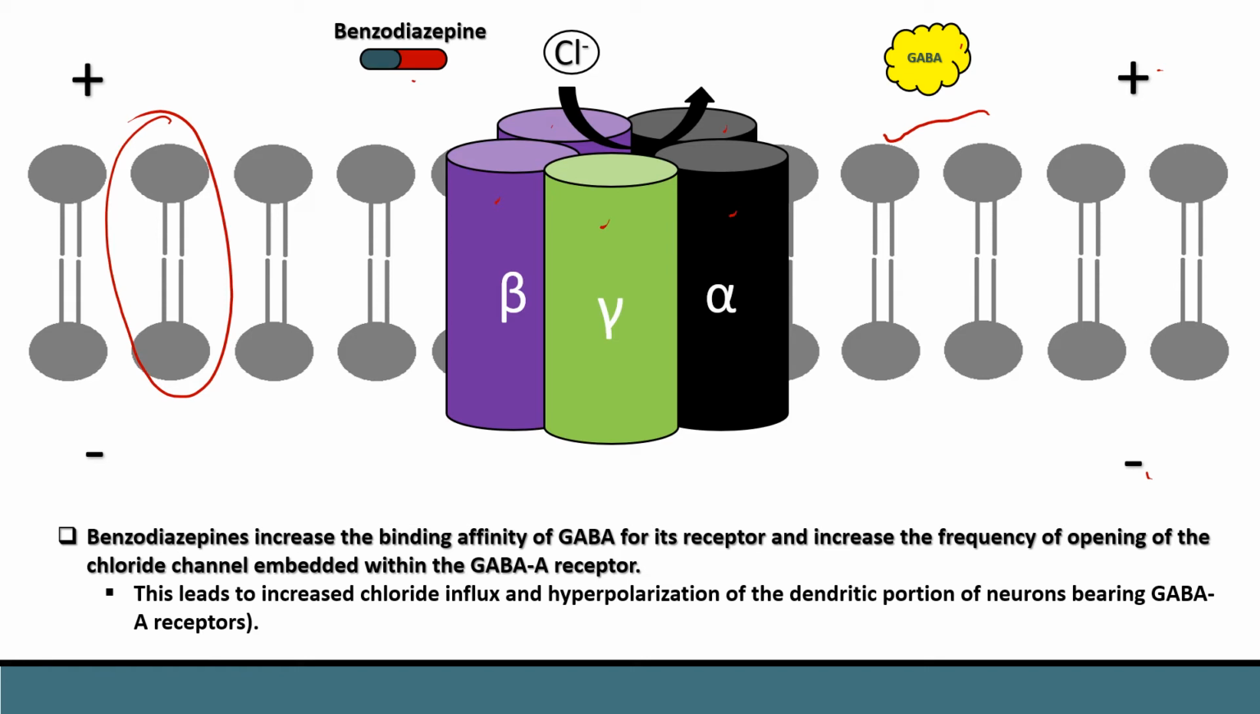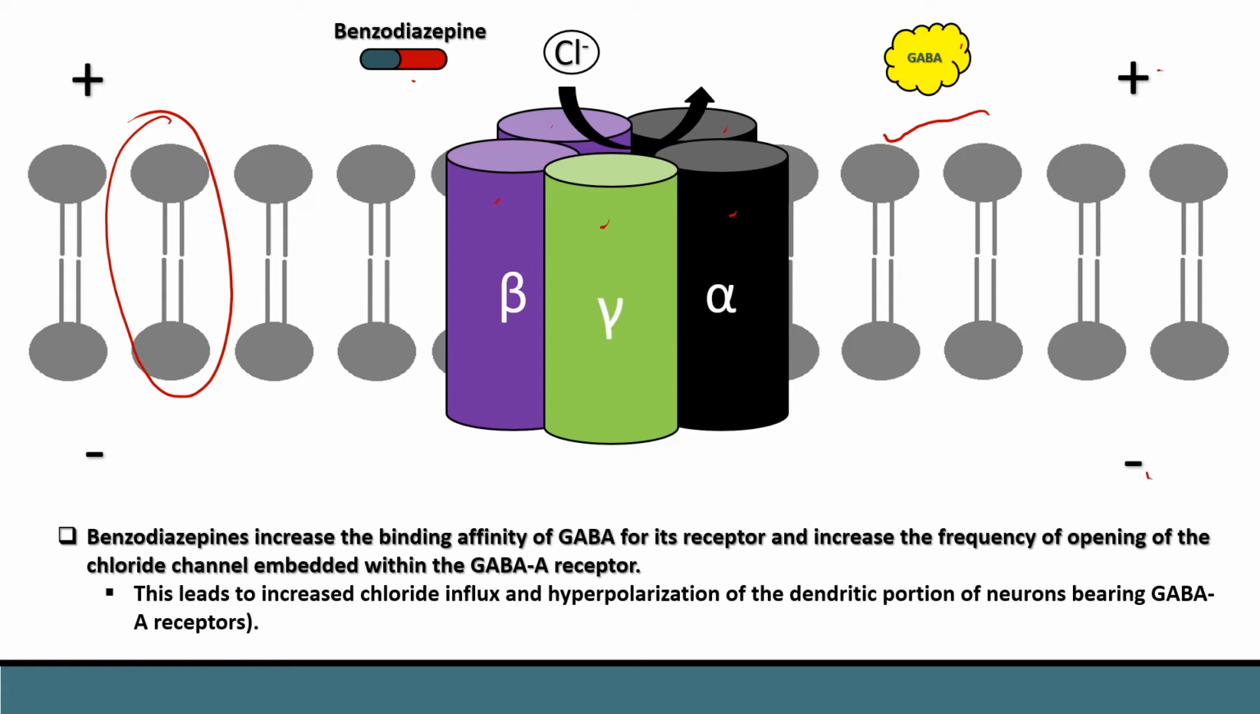And so benzodiazepines, how they work, and I'll show you with this illustration. Benzodiazepines increase the binding affinity of GABA for its receptor. So when a benzodiazepine binds to the GABA receptor, it allows GABA to more easily bind to the receptor, but once it's bound with GABA, it also increases the frequency of opening of the chloride channel, which is embedded within the GABA-A receptor.